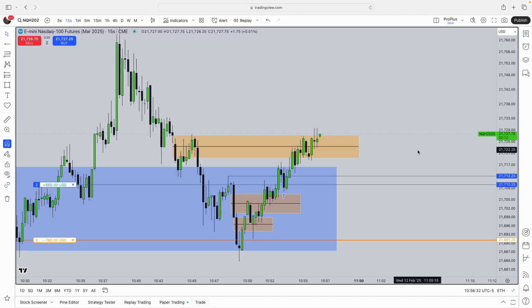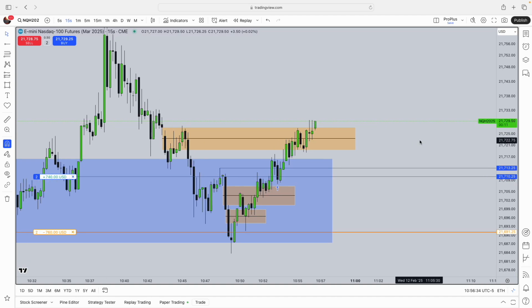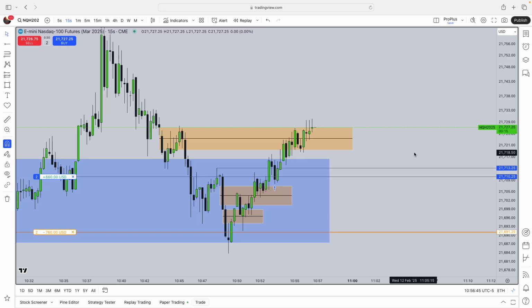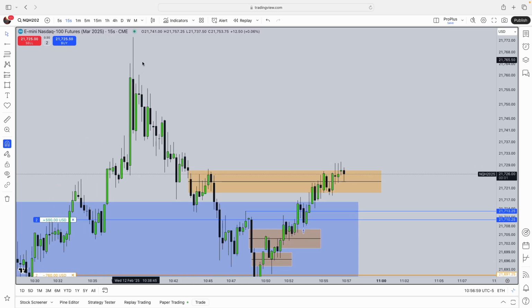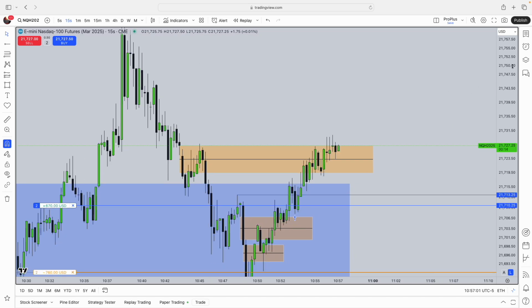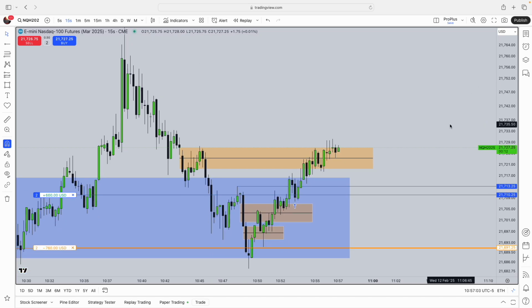Still no closure. Still no closure. We need the next couple of candles to close above, otherwise it just indicates price is just weak, and it might only just want to run the midpoint of that wick. So those are indications you've got to be looking for.